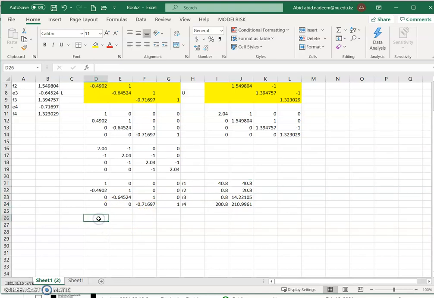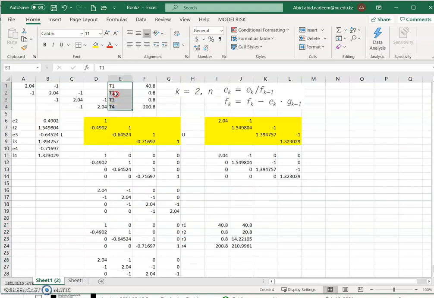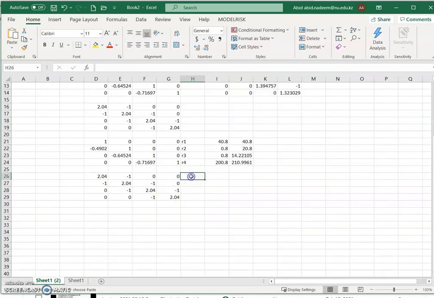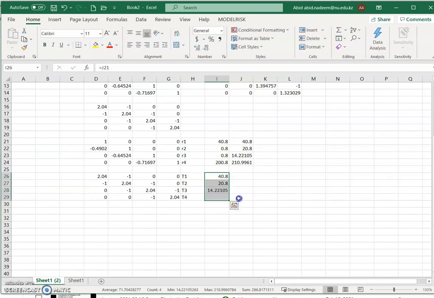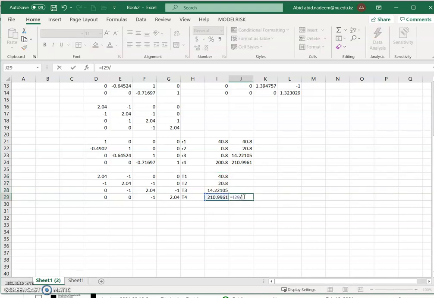Now I will use the upper triangular matrix. The upper triangular matrix is here, and then I will calculate the values of T1, T2, and T3, the original solution. That will be using the backward substitution. Forward substitution, and back substitution. So for back substitution, this value will be this divided by this one. It will be 103.48.